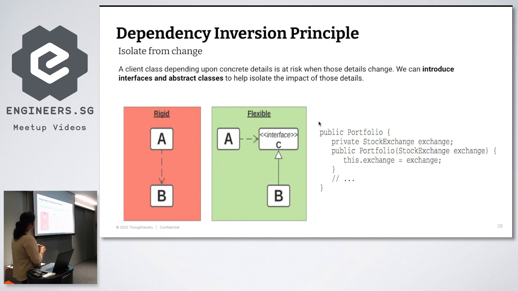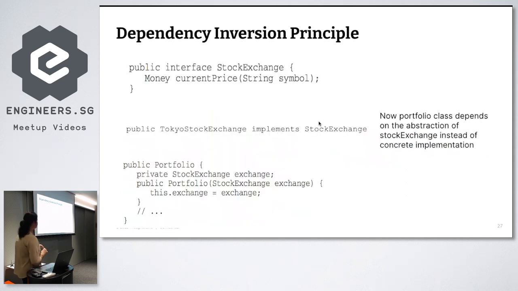So let's see an example. Let's say we have a portfolio class, and that depends on stock exchange. Now if the stock exchange keeps changing, our portfolio also keeps changing. So how can we avoid that? Following the dependency inversion principle, what we can do is introduce an abstract layer. So instead of a concrete stock exchange class, we create an interface, and whichever functionality wants to implement it, we can extend it and pass it as a constructor or something, and this is how we avoid the direct dependency on concrete implementation.